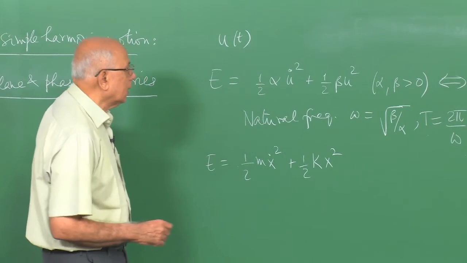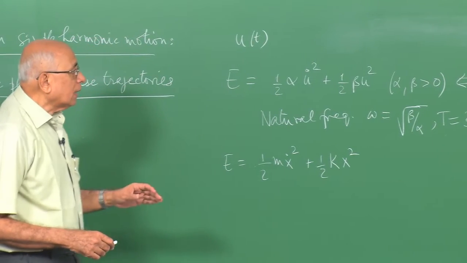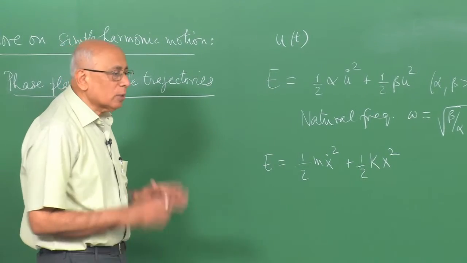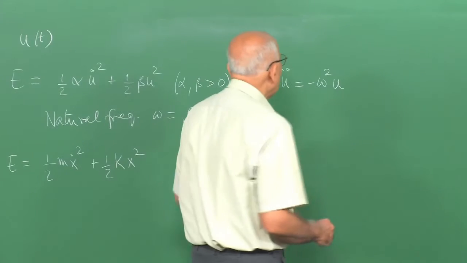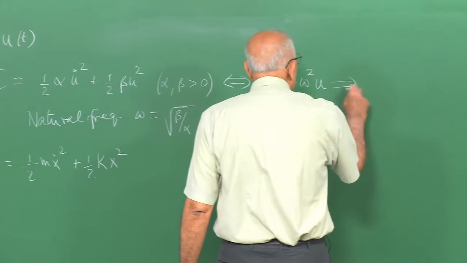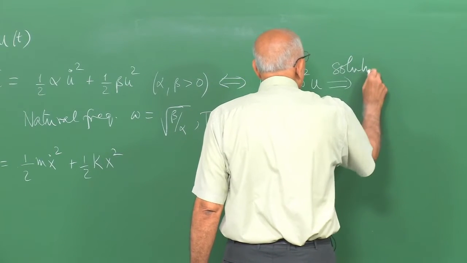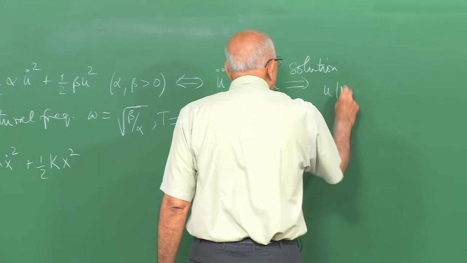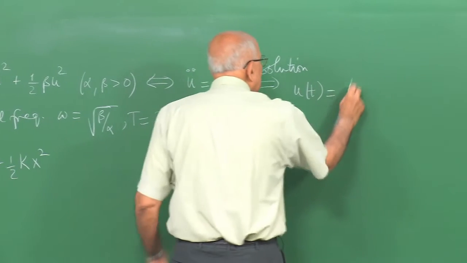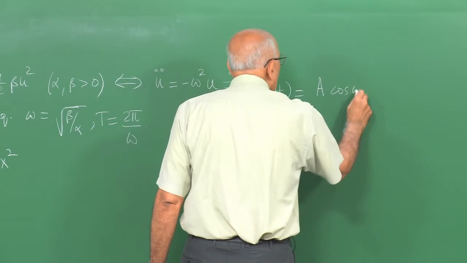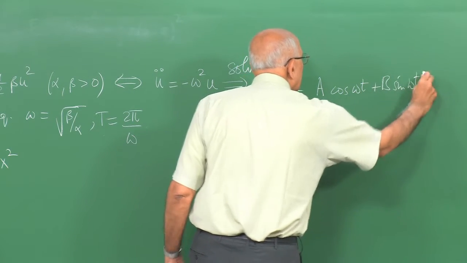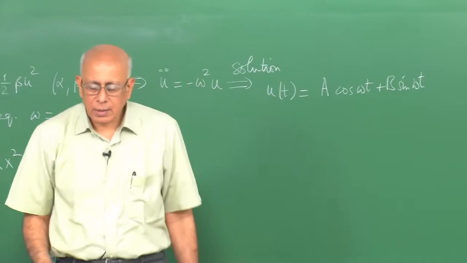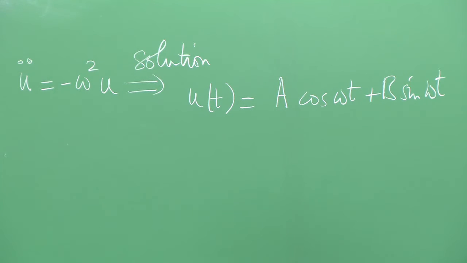Now one way of understanding this motion is to explicitly solve this equation, and we saw that the solution of this equation, which looks like u of t in the general case, is of the form a cos omega t plus b sin omega t, where a and b are constants to be fixed by specifying the initial value u of 0.